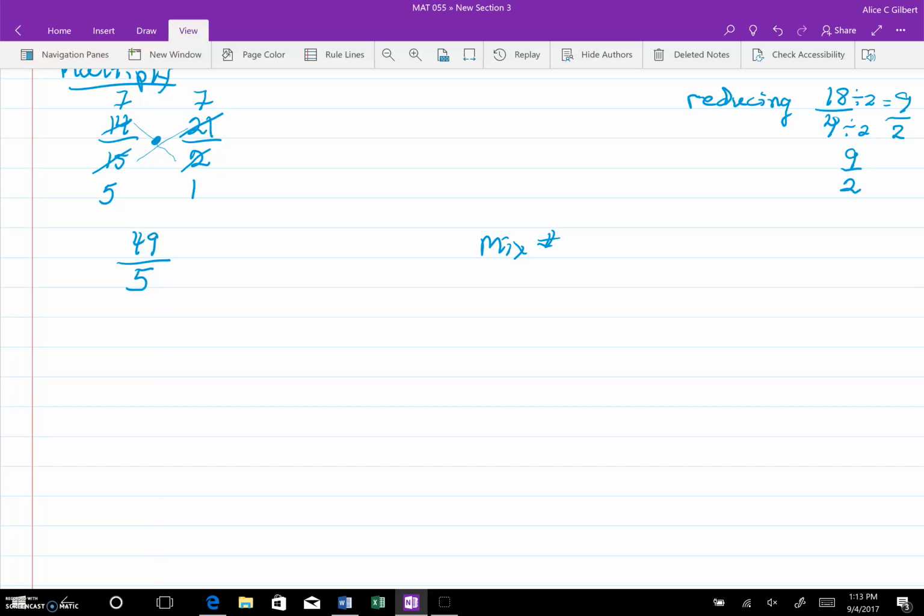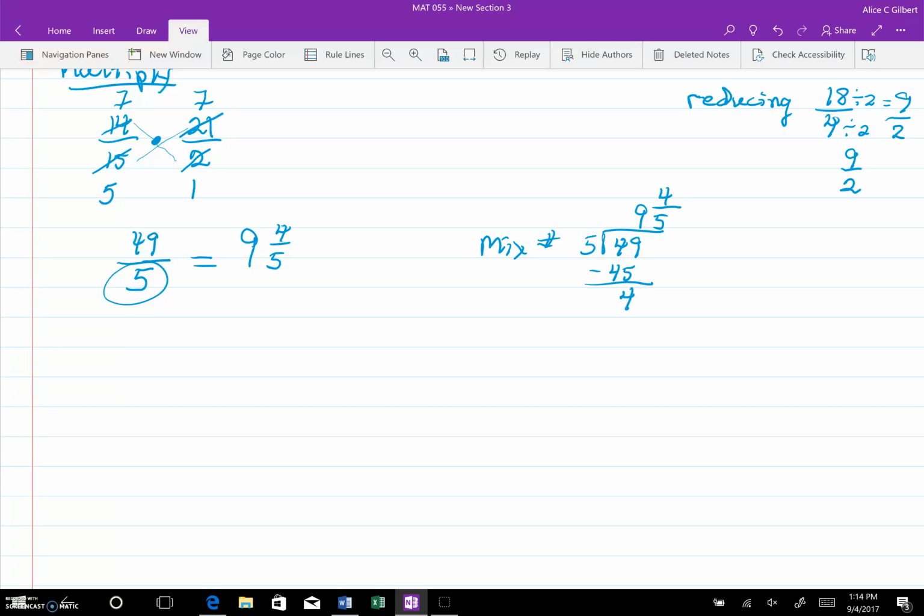So I'm going to divide the 5 into 49. Well, 5 goes into 49 9 times. That's 45. Then I subtract, but there's nowhere else for me to go because I'm not going to do any decimals here. So that means this 4 that's left over becomes my new numerator, and my denominator always stays the same. So 49 fifths as a mixed number is 9 4 fifths.